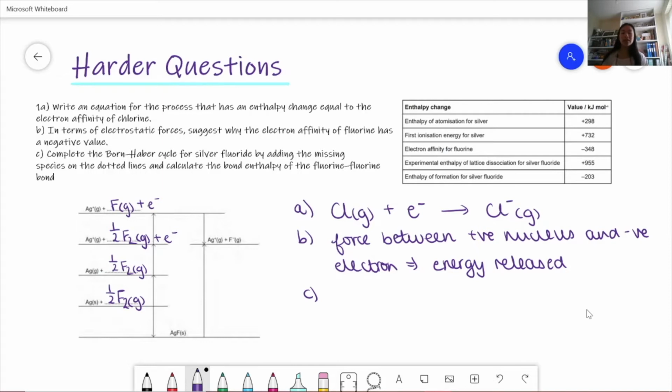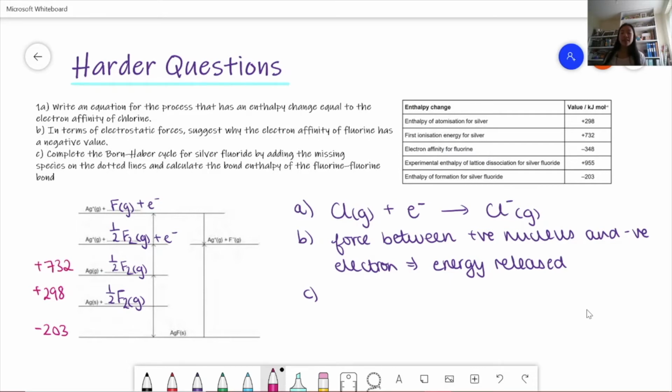And now it tells us to calculate the bond enthalpy. So I'm going to write all the numbers in a different color. The first one we have is the enthalpy of formation for the silver fluoride, so that's minus 203. The next thing that happens is that we atomize the silver, and so we have plus 298. Then the next step is they've taken the first ionization energy for silver, so that's going to be plus 732.